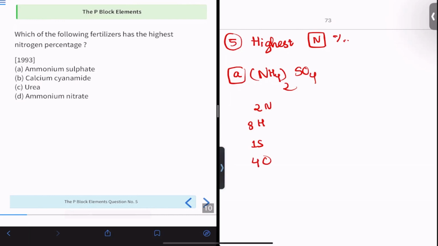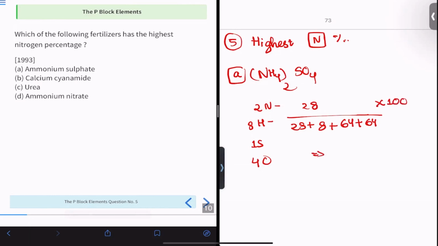What is the atomic mass for nitrogen? 14. 14 into 2 is 28. 28 upon 28 plus 8. 8 means hydrogen, whose atomic mass is 1, so 1 into 8. For sulfur, atomic mass is 64, and for oxygen, atomic mass is 16. 16 into 4 is 64, into 100.